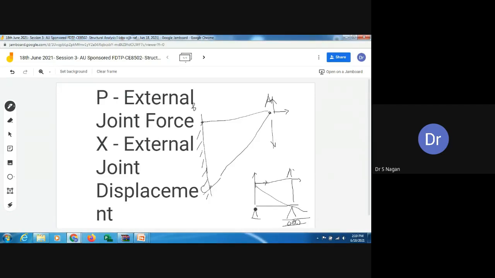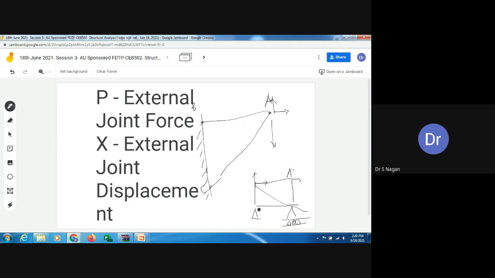For this, we need to know the type of reactions offered. A roller support can offer a vertical reaction only. A hinged support can offer horizontal and vertical reactions. Therefore, a hinged support will not allow horizontal or vertical movement, whereas a roller support will allow horizontal movement. We have studied these things in basic engineering mechanics, the types of supports and reactions. That will help us identify the possible degrees of displacement, which is essential to draw the PX diagram in case of trusses. That is why we are studying the basics of mechanics.